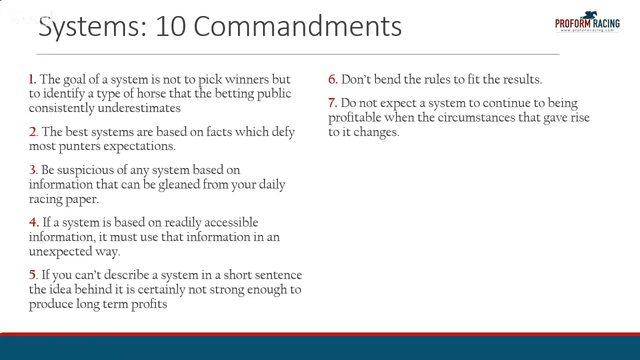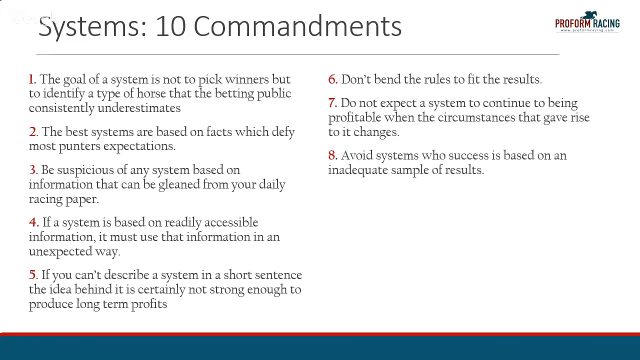Do not expect the system to continue to be profitable when the circumstances that gave rise to it change. And the Chester draw bias is a really good example: for a while, quite a long while, stall one, stall two, under certain circumstances, produced profits, but something's changed. The numbers have told us that that's the case. So with that, we should recognize that change, maybe do some research to find out why it's changed, and then we could possibly take the other side. If the whole world still believes in something, then we can take the opposite view and lay it. But again, don't expect the system to continue to be profitable.